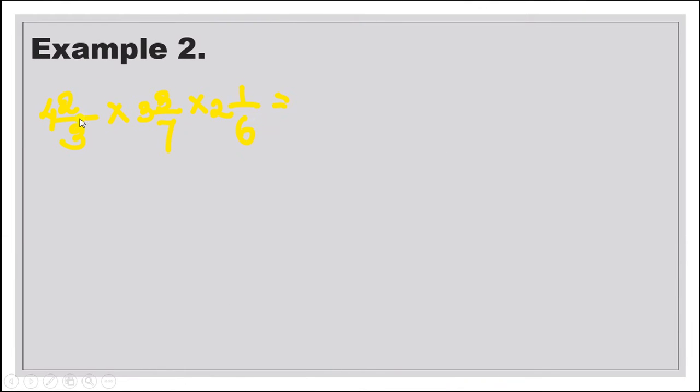Next one. Now what we will do is 4 2 by 3 into 3 by 7 into 2 1 by 6. First let us convert them to improper fractions. 3 into 4 is 12, 12 plus 2 is 14. So first we get 14 by 3. Let us keep the sign as it is. Next 7 into 3 is 21, 21 plus 3 is 24, so 24 by 7. Then 6 into 2 is 12, 12 plus 1 is 13, that is 13 by 6. Hence now we have converted them.